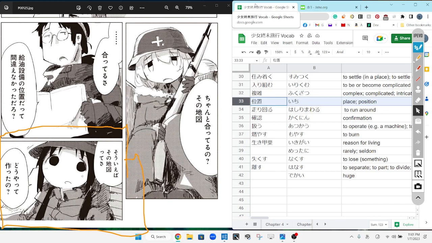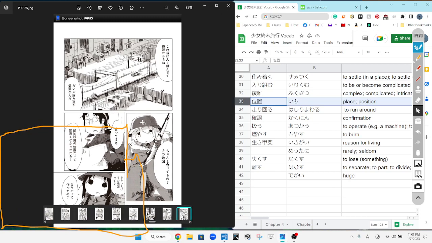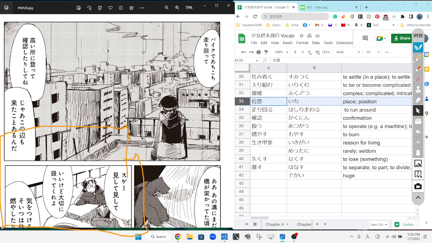Oh. Is like, how do we use it? Oh, how did, wait. That's to have used, right? Tsukutano. Oh, to make it, yeah. How was it made? Yeah. How did you make the map?